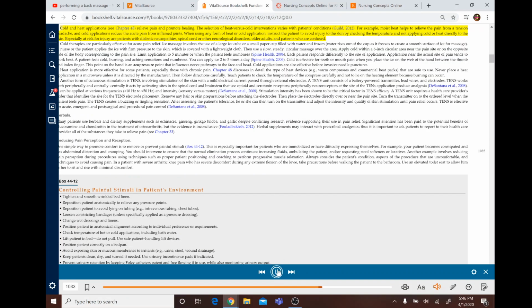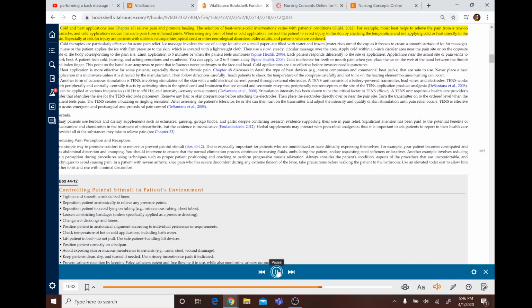Cold and heat applications, see Chapter 48, relieve pain and promote healing. The selection of heat versus cold interventions varies with patient's conditions. For example, moist heat helps to relieve the pain from a tension headache, and cold applications reduce the acute pain from inflamed joints. When using any form of heat or cold application, instruct the patient to avoid injury to the skin by checking the temperature and not applying cold or heat directly to the skin.